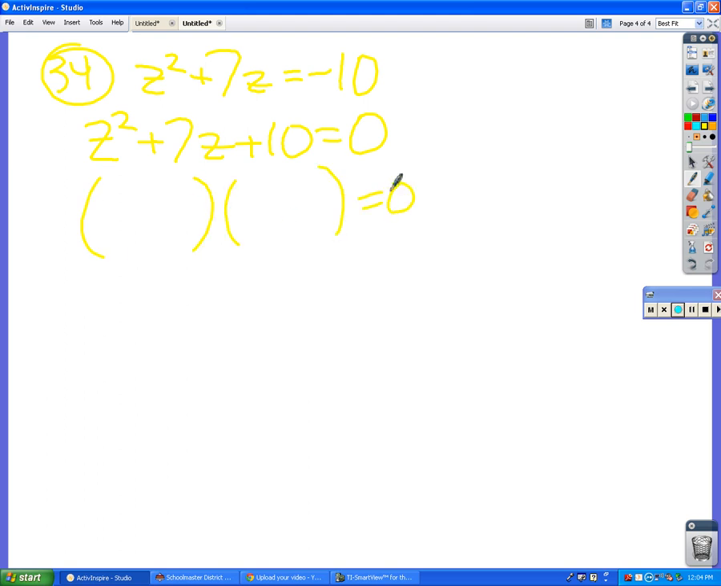So when I try to factor this, I get a z and a z. Then I need two numbers, Nate, that multiply together to be 10 and add to be 7. What you got? 5 and 2. 5 and 2. And so factoring works. And so since z plus 5 could equal 0, that means z equals negative 5. And since z plus 2 could also equal 0, that means z could equal negative 2.